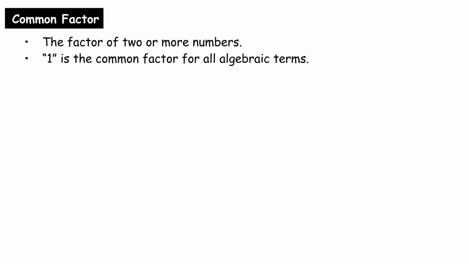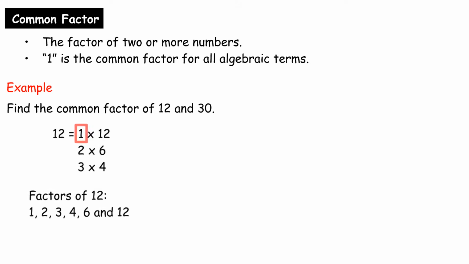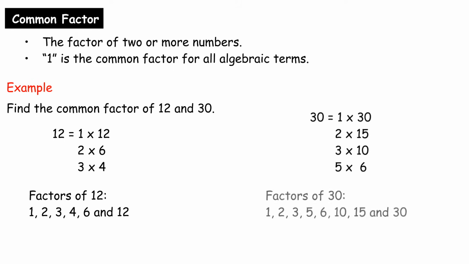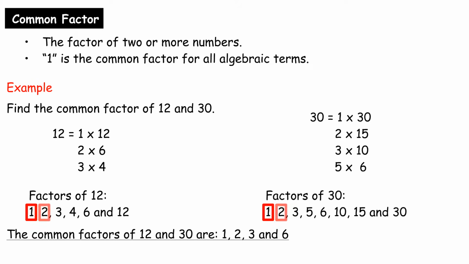Common factor, the factor of two or more numbers. 1 is the common factor for all algebraic terms. Example, find the common factors of 12 and 30. Factors of 12 are 1, 2, 3, 4, 6 and 12. Factors of 30 are 1, 2, 3, 5, 6, 10, 15 and 30. So, the common factors of 12 and 30 are 1, 2, 3 and 6.